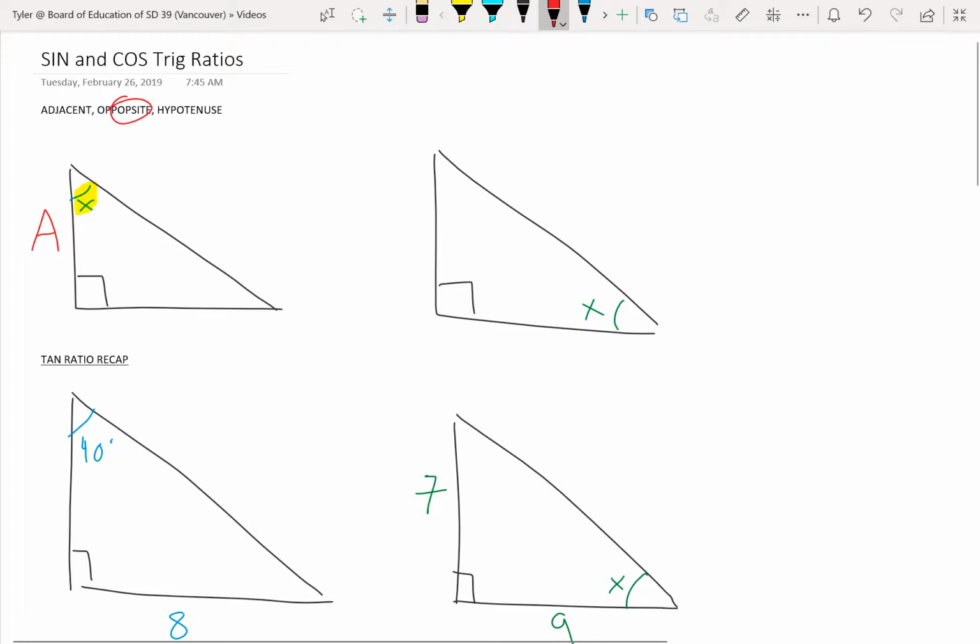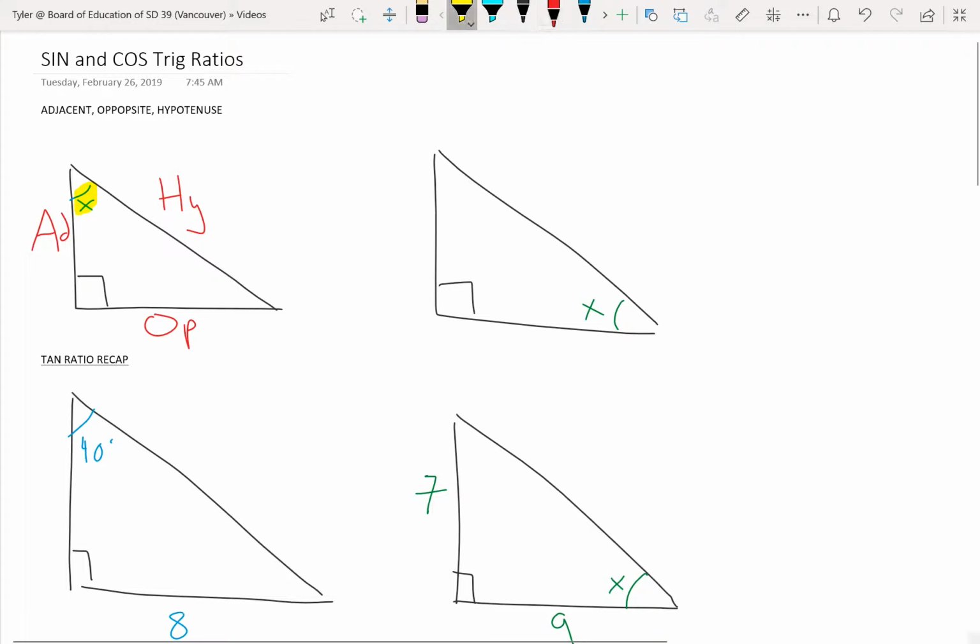Opposite is the side that is across from the angle. So if I look at this side, it is opposite, so I'm going to call this side opposite. This one's the adjacent, this one's opposite. The hypotenuse is the longest side, and it's also the one that's across from the 90-degree angle. So this is going to be my hypotenuse.